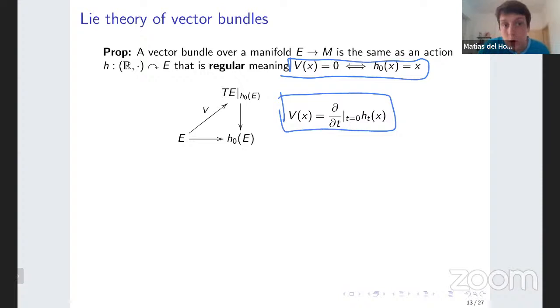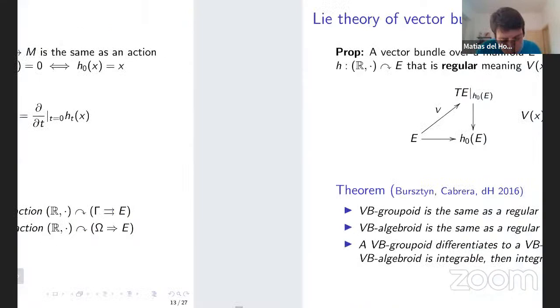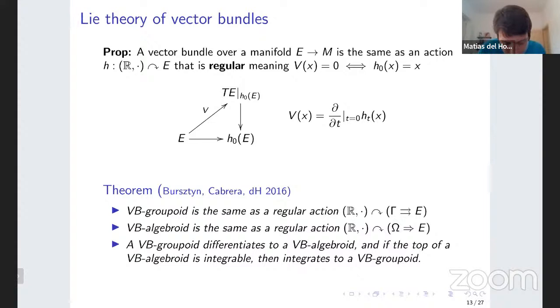So what we did after that, we showed that VB groupoids and VB algebroids can be characterized as regular actions which are compatible with the groupoid and algebroid structure. Okay, this is kind of an orthogonal movement to the representation up to homotopy, no? Because instead of focusing on the base, now we are focusing on the total space. But this works and gives us what we were looking for, which is a way to differentiate and integrate VB algebroids and VB groupoids. We can always differentiate a VB groupoid, and if the top algebroid of a VB algebroid is integrable, then we can integrate the whole structure.